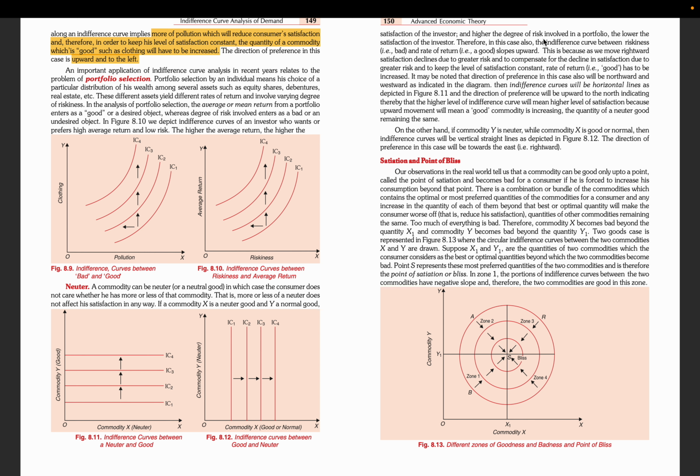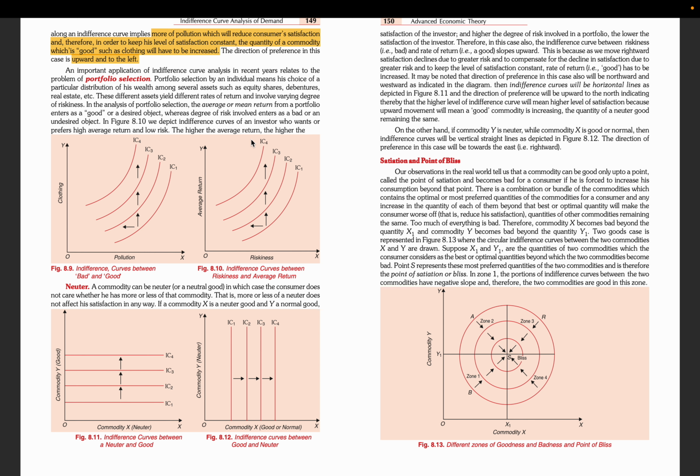Higher the risk involved in the portfolio, the lower the satisfaction of the investor. Therefore, in this case also, the indifference curve between riskiness, a bad, and rate of return slopes upward. This is because as we move rightward, satisfaction declines due to higher risk. To compensate this, I think there has been some kind of misprint, because higher the satisfaction, this has to come here. Okay.